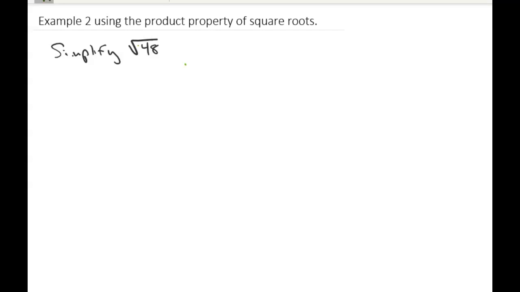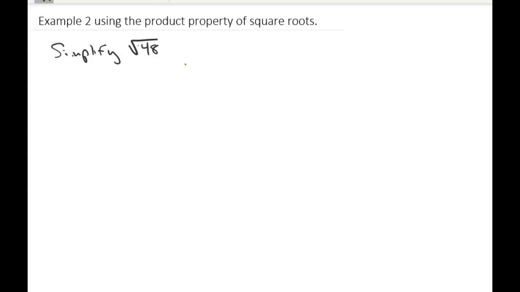In this example, I'll use the product property of square roots again. The problem says to simplify square root 48. 48 is not a perfect square, and if I took the square root of 48 on my calculator, it would give me a decimal answer, not a whole number.